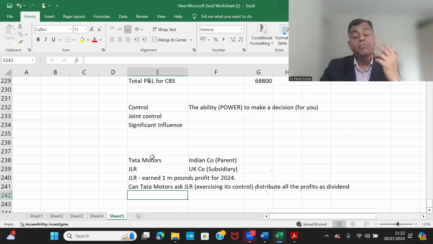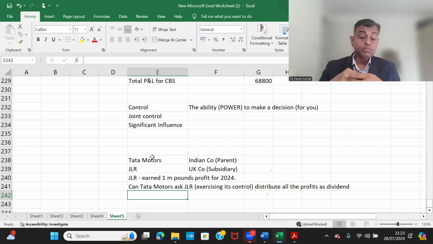Control is that I can change the name of your company. I can change the registered address of your company. I can change the nature of your business, the country of your operations, the product lines, your strategy, your financing pattern, your capital structure. I can do anything. That is what we call control. This comes normally when you have more than 51% of voting rights. Then only can you pass any resolution, whatever you want.